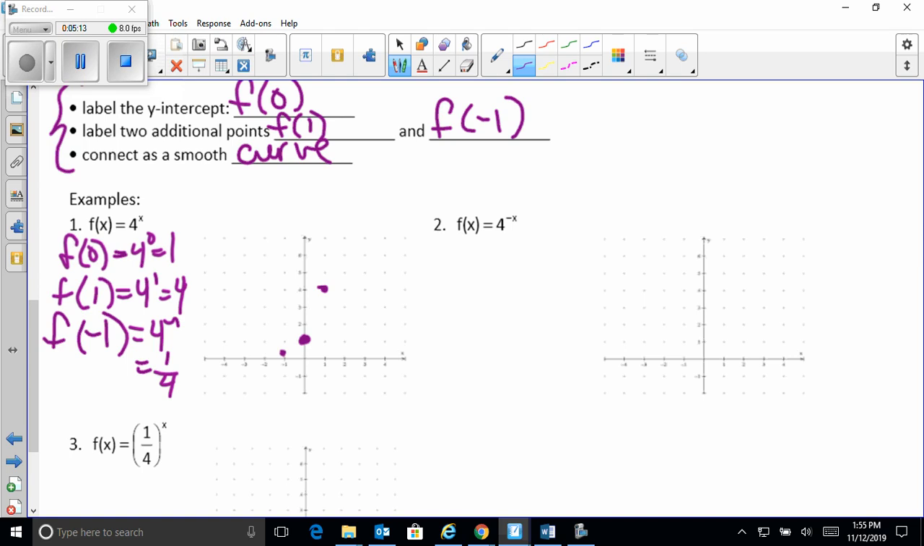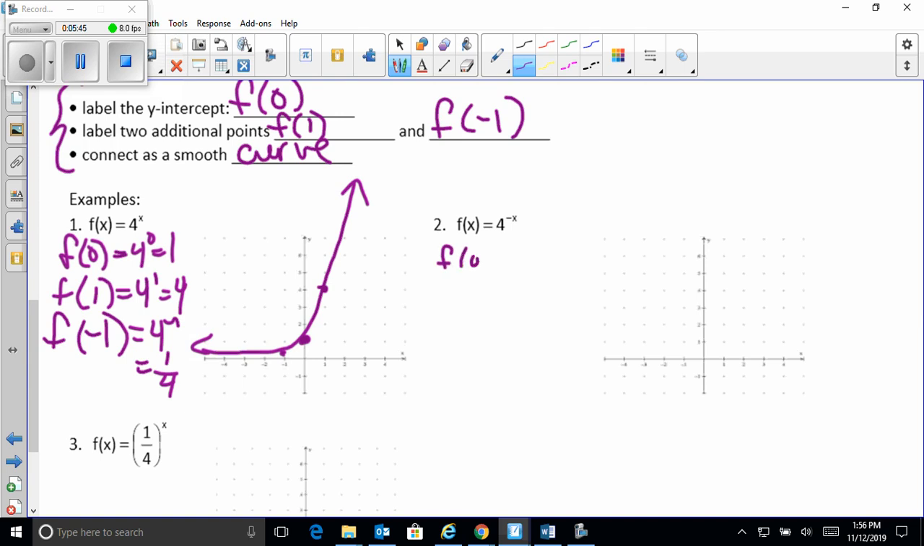There we go. And you can see domain is all real numbers, range is 0 to infinity, and it has a horizontal asymptote at y equals 0. So number 2 is the same function, just with a negative x. If we think about the reflection, that a negative with our function meant we were going to see a reflection. So let's see if that's true with this.